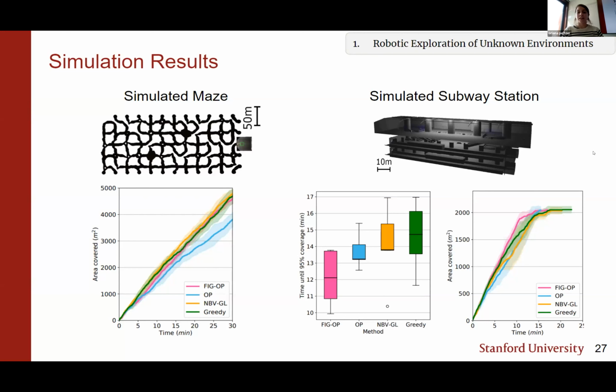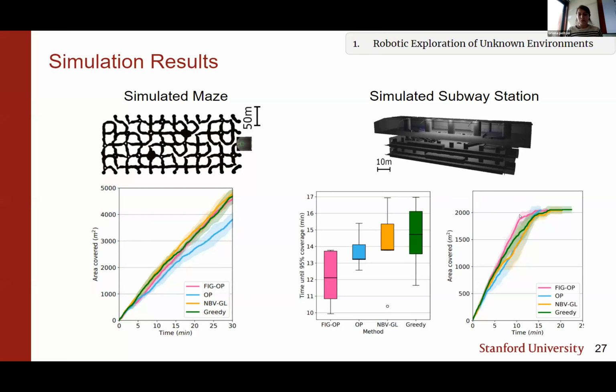On the other hand, the structure of the subway station is very different. There are large rooms that the robot needs to explore, and we notice an interesting behavior here. In the first part of the mission, there's a lot of model uncertainty. The robot has no idea what's going on. So the methods that have the high coverage rate are those with the greedy incentive. But once the robot has explored sufficiently, the model starts to become accurate, and that's where orienteering and FIG-OP get the highest coverage rates.